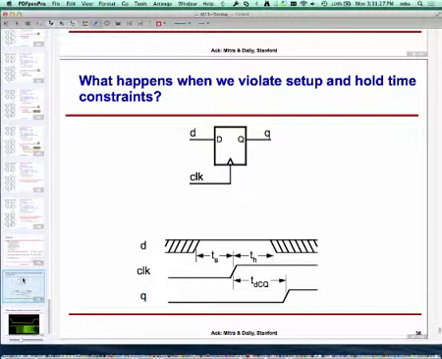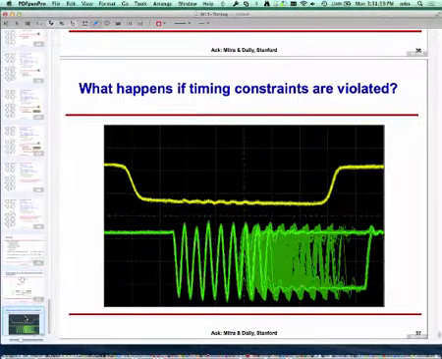And what happens when you violate these setup and hold times? I mentioned earlier that some pretty awful things happen, and they are called metastability. So what happens is the following. This is a picture where the data was supposed to go from some particular logic value to some other logic value, but the designer did not pay attention.